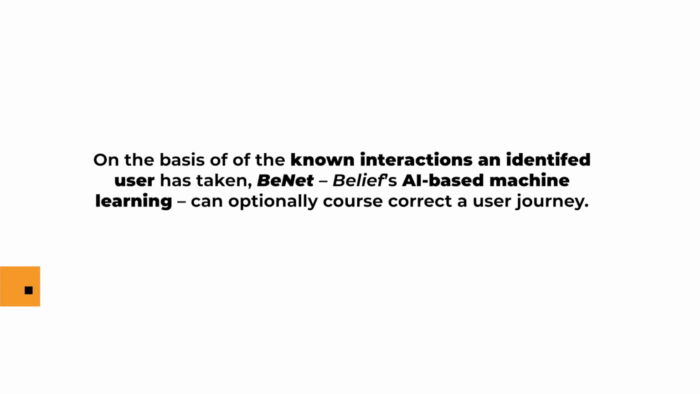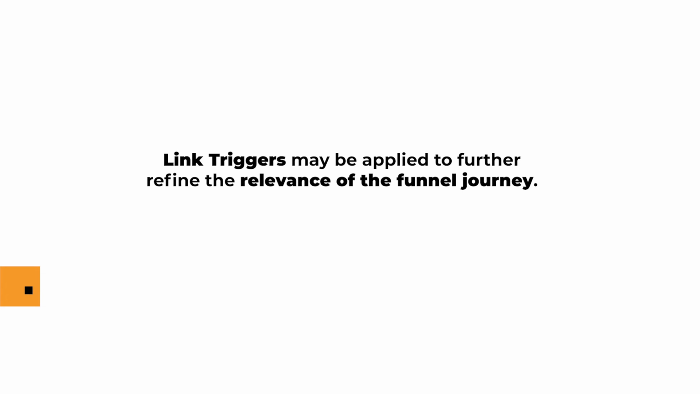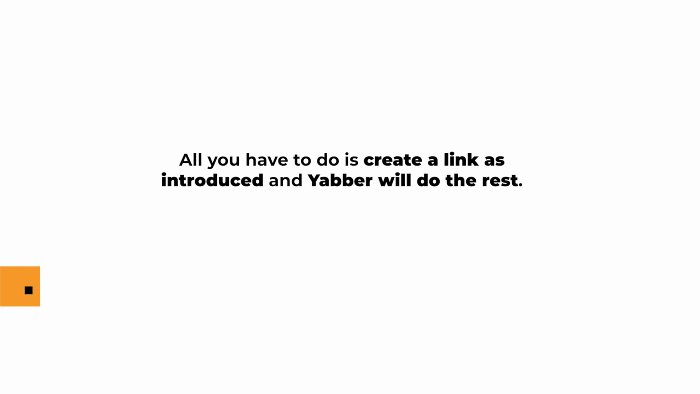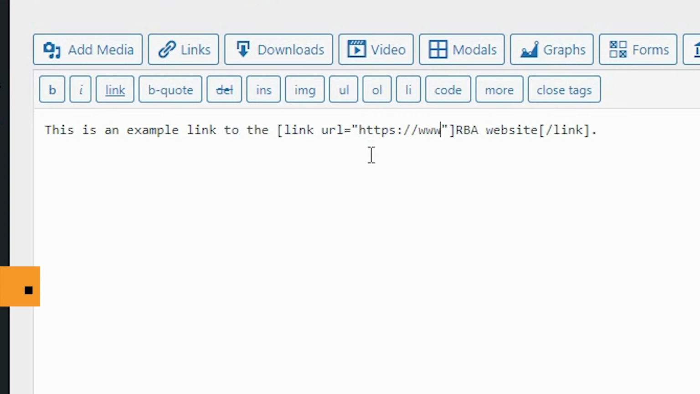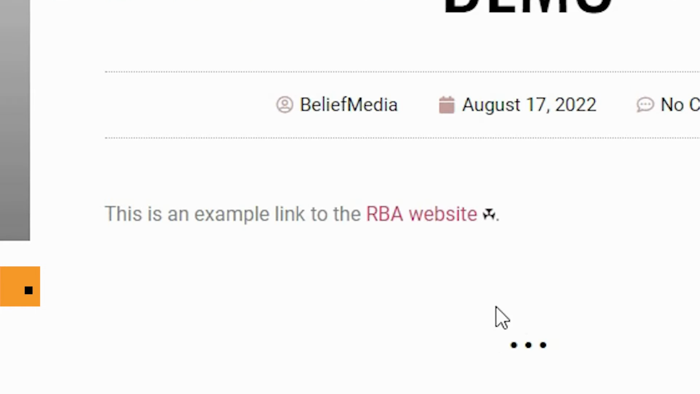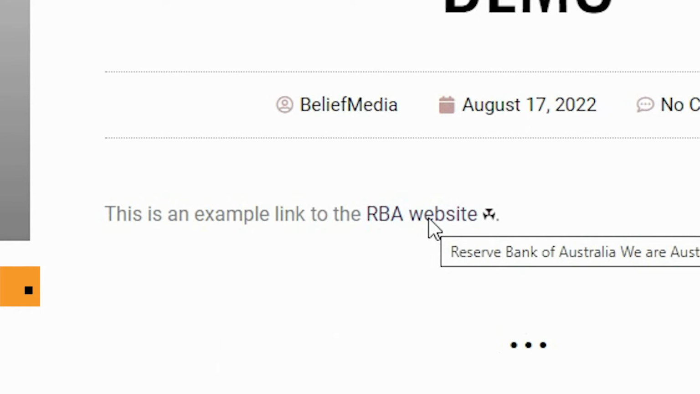On the basis of the known interactions this user has already engaged, BNet, Belief's AI-based machine learning, can optionally course correct a user journey, and on your end, the triggers may be applied to further refine the relevance of the funnel journey. All you have to do is create a link as introduced, and Yabber will take care of the rest. If an external URL is used in the link shortcode, a small icon associated with the destination website will be shown, and the link opens in a new window by default.